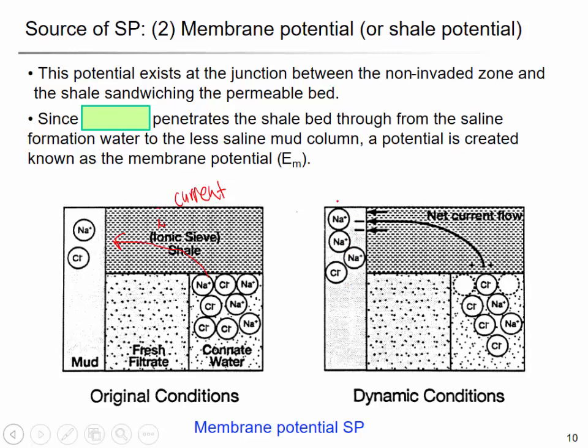Since the sodium ion penetrates the shale bed from the saline formation water to the less saline mud column, a potential is created, which is known as the membrane potential, right? EM.